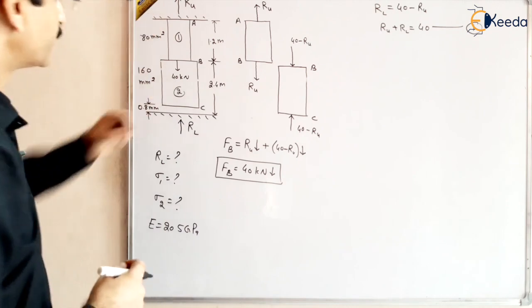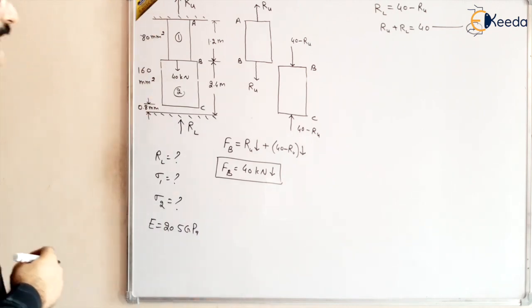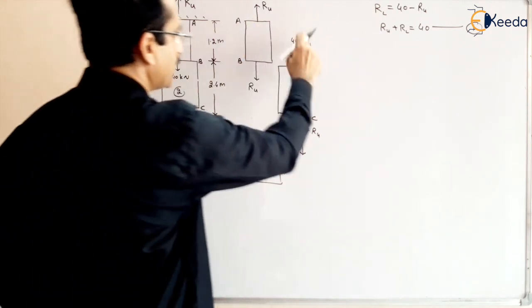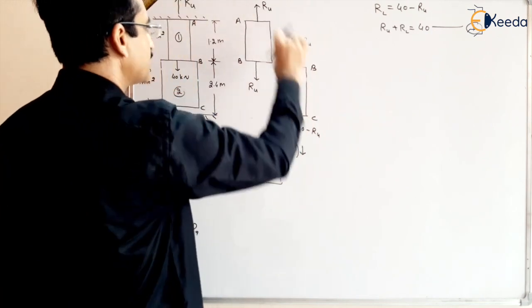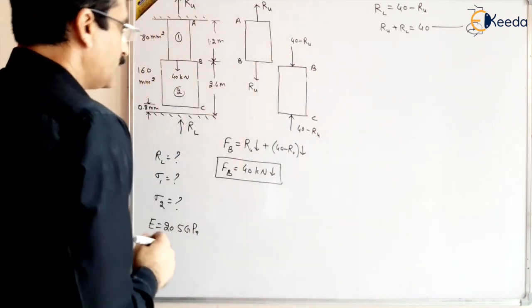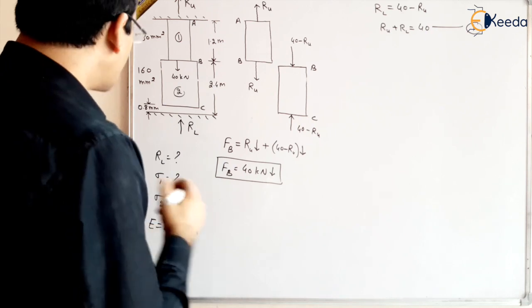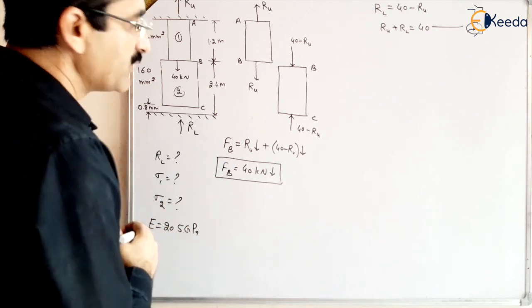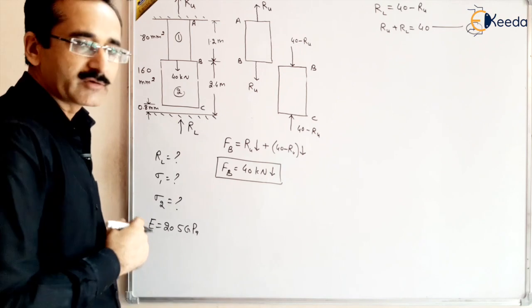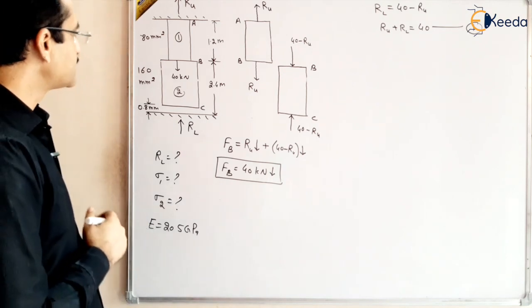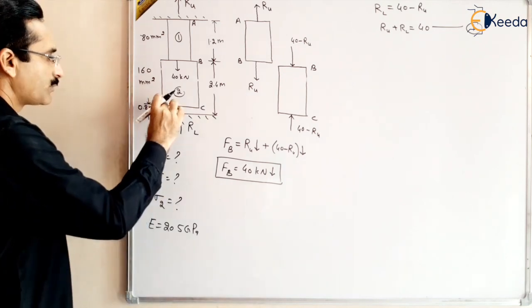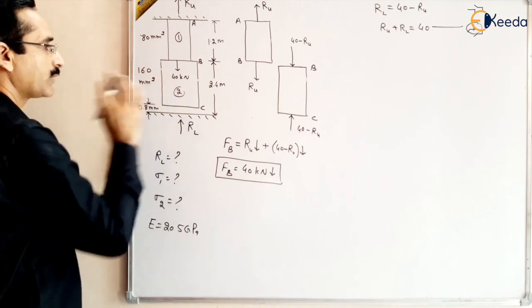And we have two unknowns, RU and RL. Now we have got the forces here and here. This is tensile here, this is compressive here. Now our aim is to find out RU and RL. What will be the second equation? Second equation is the compatibility equation. Compatibility equation states that the total deformation in the bar is 0.8 mm. So 0.8 mm is the total deformation.